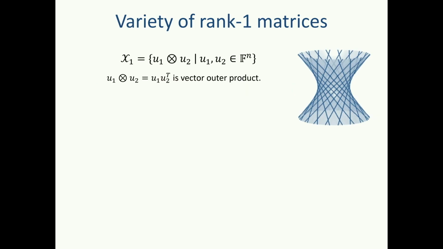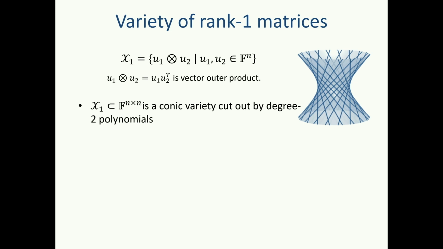And so let's look at rank 1 matrices, and we'll see why this fits into this picture. A rank 1 matrix is just the outer product of two vectors. Things of the form u1 v1 transpose. We will use the tensor product notation to just mean outer product.